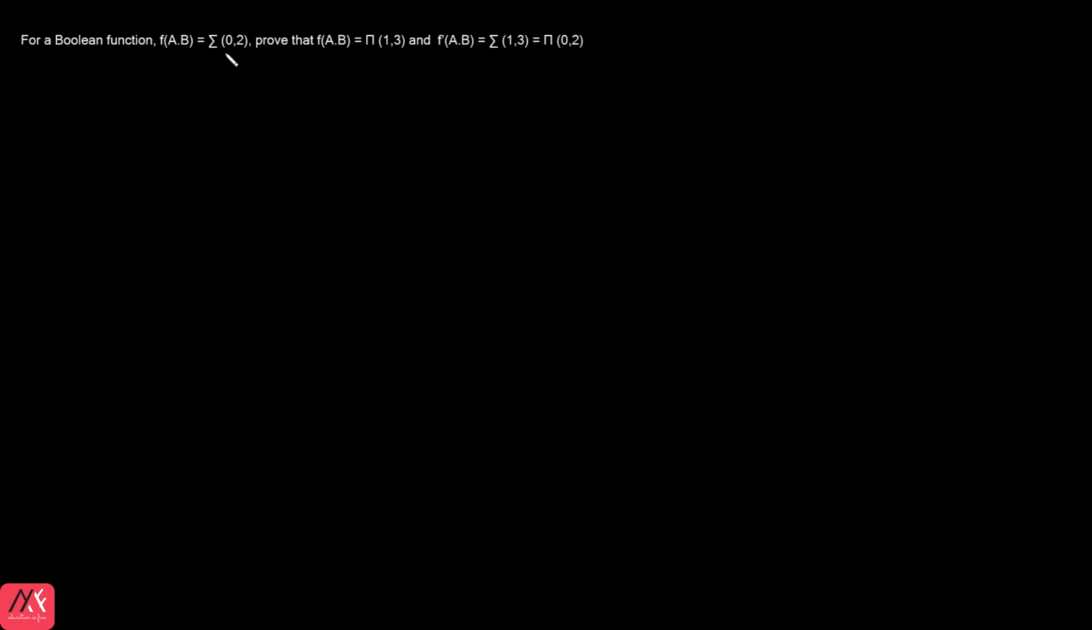So this is your homework problem today. For a Boolean function f of a, b, minterms 0, 2, we have to prove that f of a, b is equal to maxterms 1, 3, and the complement of minterms 1, 3, and maxterms 0, 2. They are all the same, right?